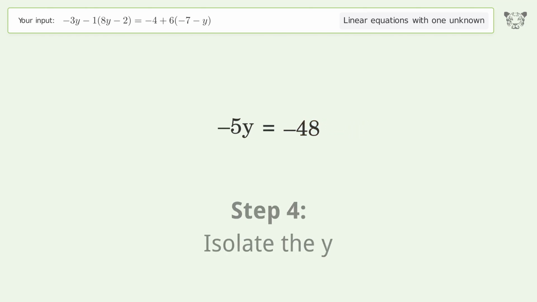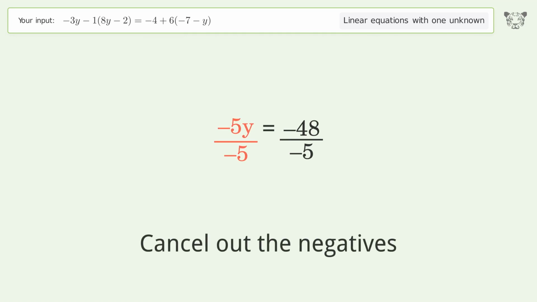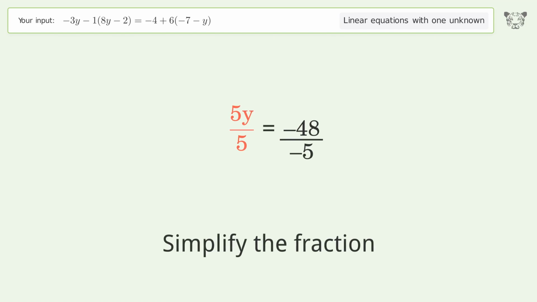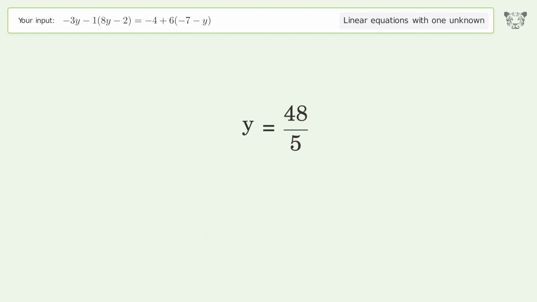Isolate the y. Divide both sides by -5. Cancel out the negatives. Simplify the fraction. Cancel out the negatives. And so the final result is y equals 48/5.